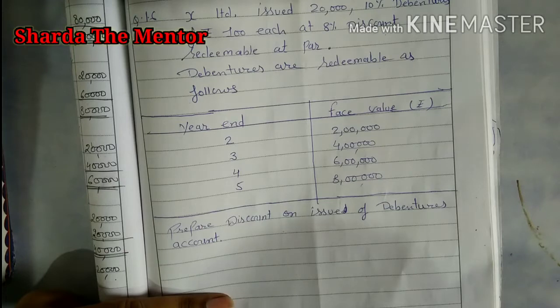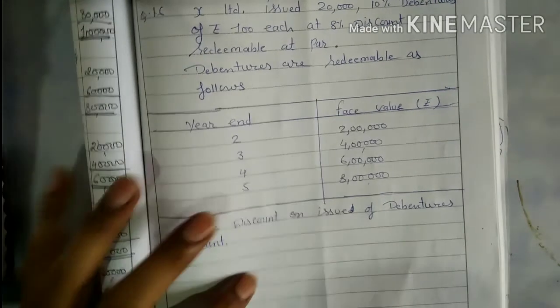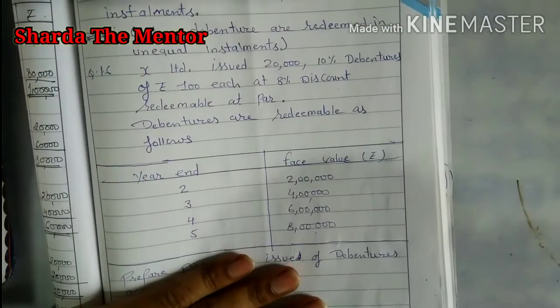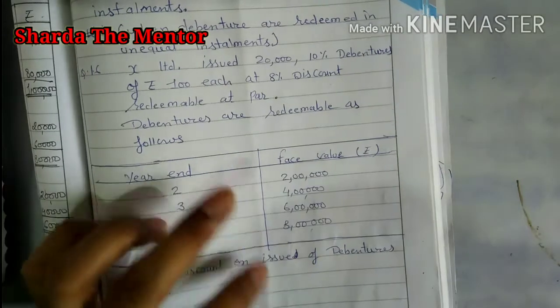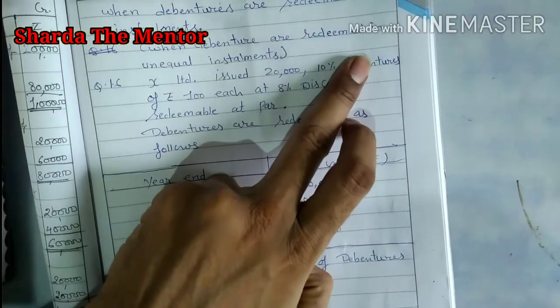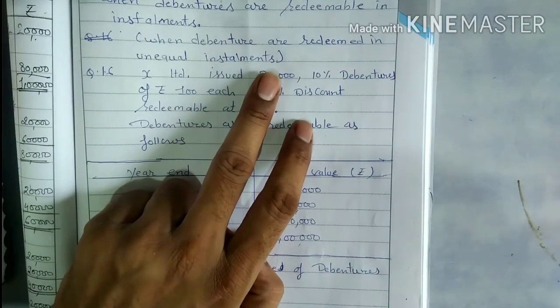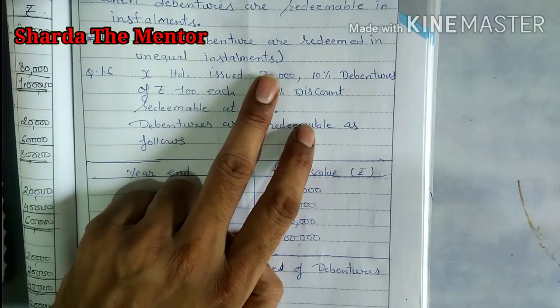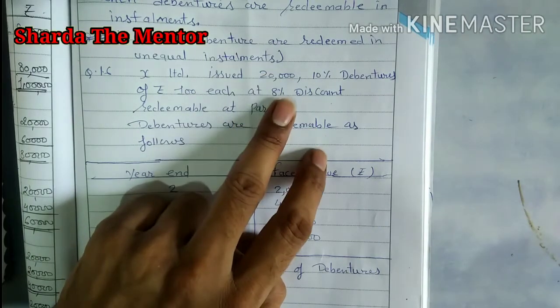for all the years. Now in this video I will show you how to solve when the installment of debenture is unequal, when debentures are redeemed in unequal installments. So that is a different way to solve these types of questions. Although the account will remain the same, the method will be different.